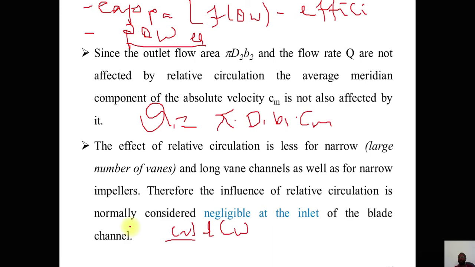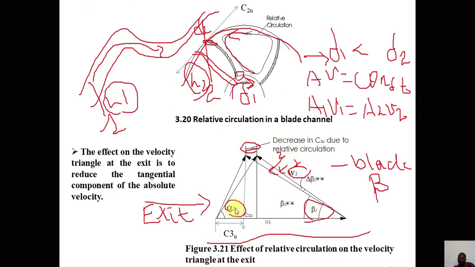Due to inertia, the tangential velocity decreases in magnitude. Since C2U is decreased, there is an increment in the relative velocity, but no influence on the flow velocity. Again, no influence on flow velocity.